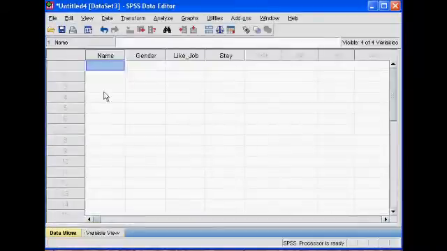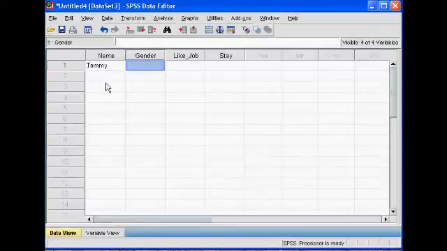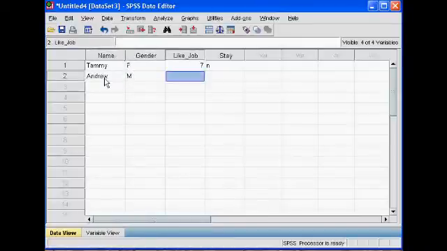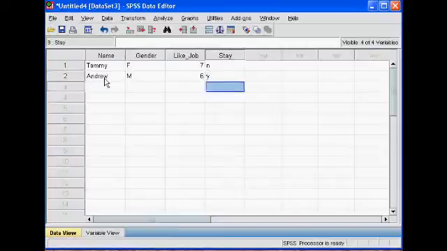Now that I have my variables set up, I can switch back to data view and begin entering my data. Each person I interviewed will become a row of data. The first person was Tammy. Female, that's an F, and she said her job was about a 7, and she would not stay. My next person was Andrew. Male, rating of 6, and yes.